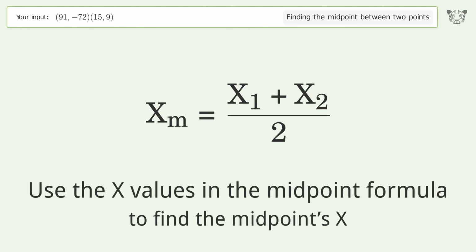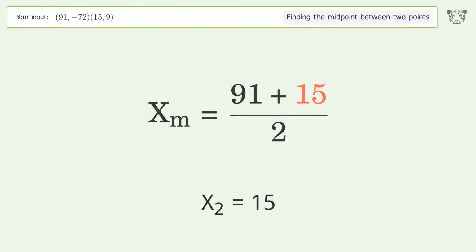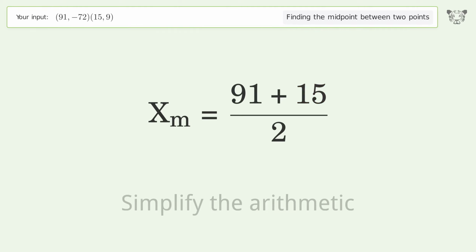Use the x values in the midpoint formula to find the midpoint's x. x1 equals 91. x2 equals 15. Simplify the arithmetic.